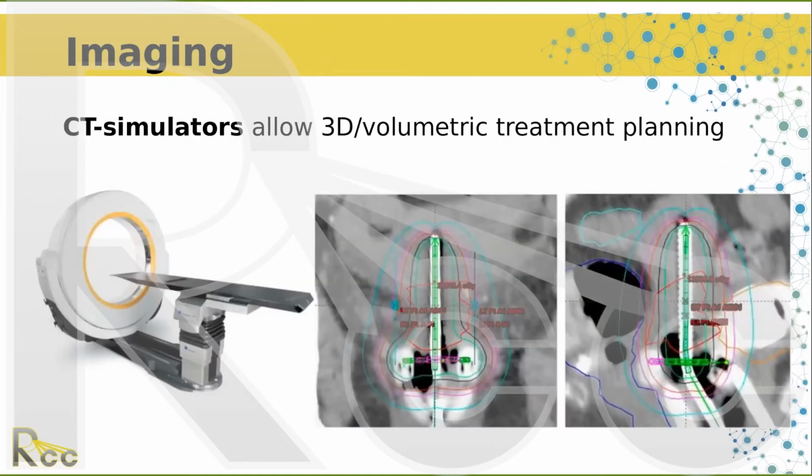CT simulators allow for 3D treatment planning and allow us to be a little more mindful in the conformation of the dose. We can actually see a bulky tumor and concentrate our dose to cover that tumor, and also see where the bladder and the rectum are and spare them appropriately while ensuring that we're covering the tumor.